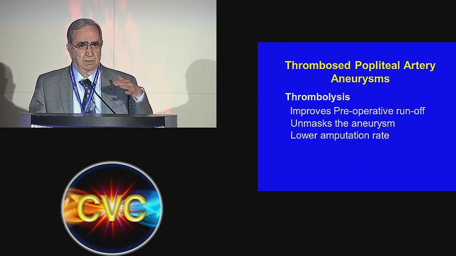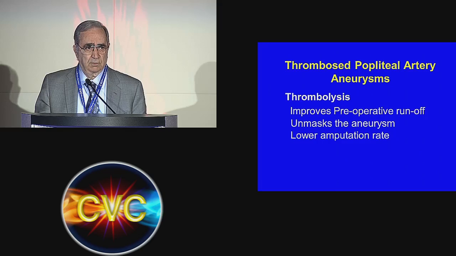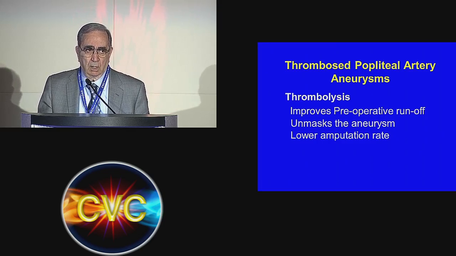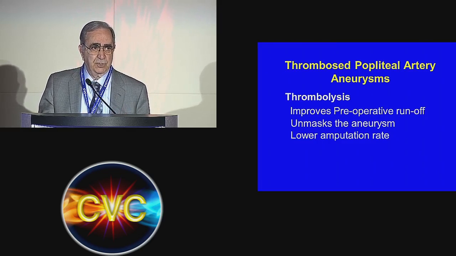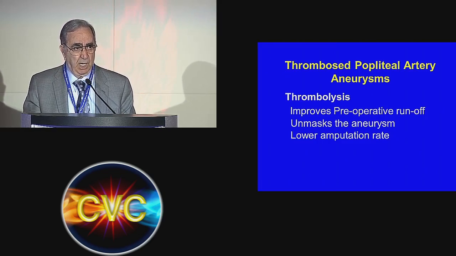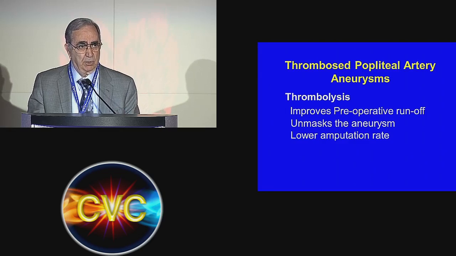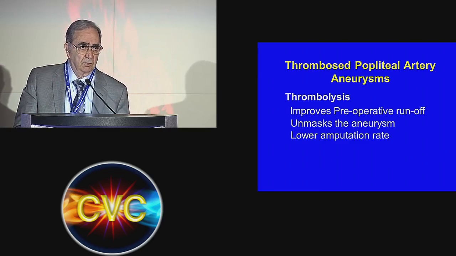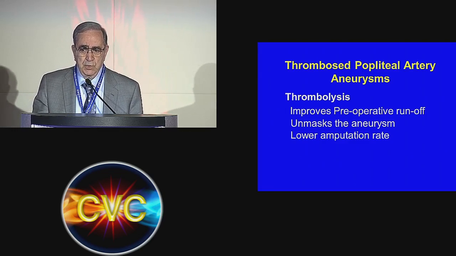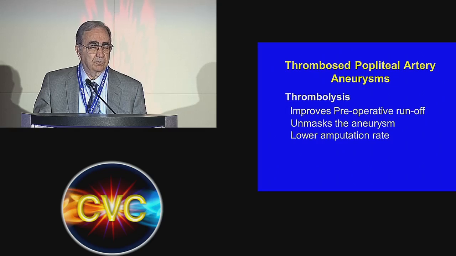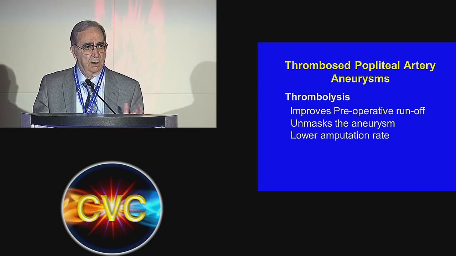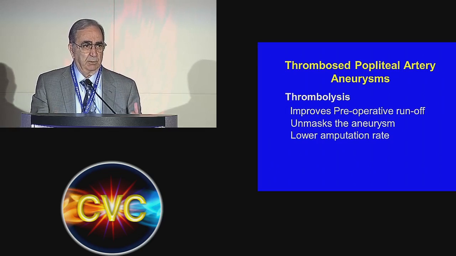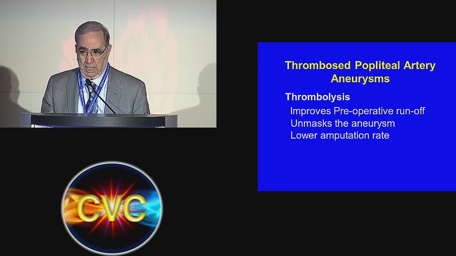There are several publications about thrombolysis in thrombosed popliteal aneurysm. Patients who have thrombolysis and then bypass surgery have a lower amputation rate, and the reason for it is improved preoperative runoff. It also unmasks the aneurysm and allows the surgeon to plan the surgery better.